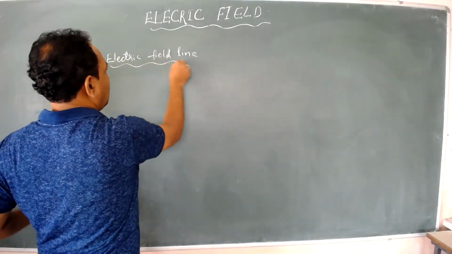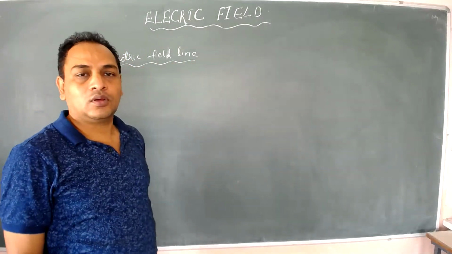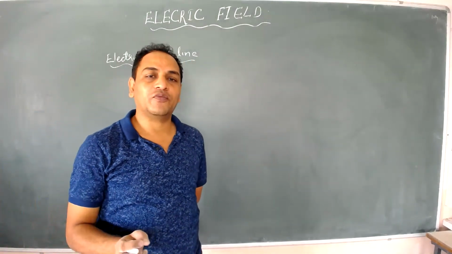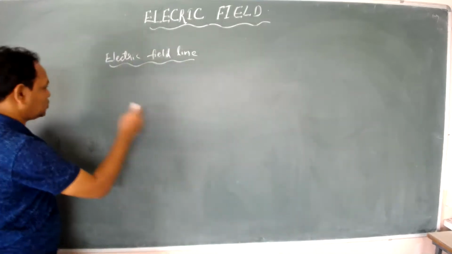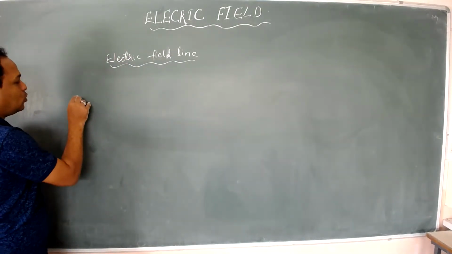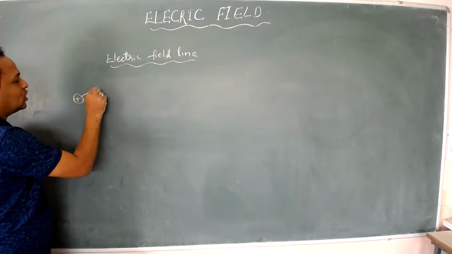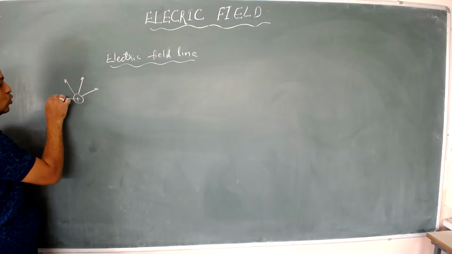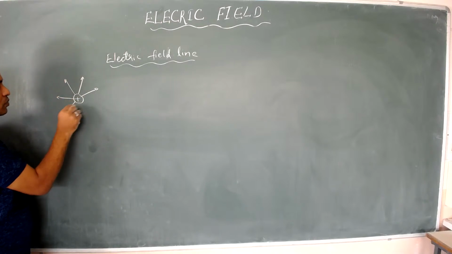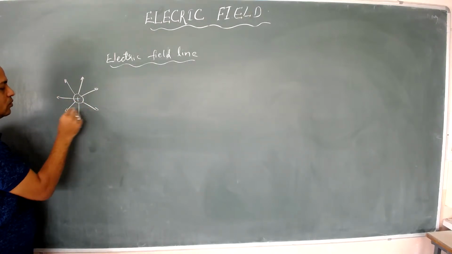Now, let us draw some electric field lines for different charges. Sometimes they may ask this for a 1 mark. Let us see. Suppose, as we have seen just now, a positive charge, if you take, electric field lines will be like this. Always radially outward. Keep in mind that always it will be radially outward only.